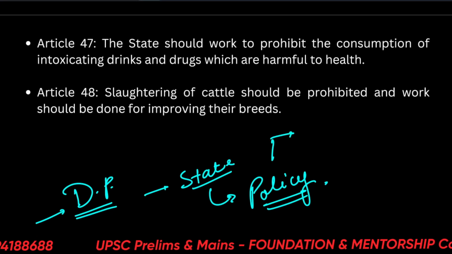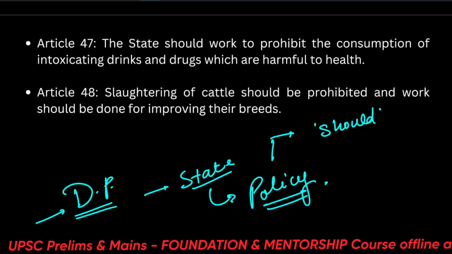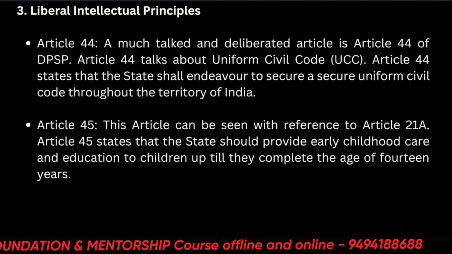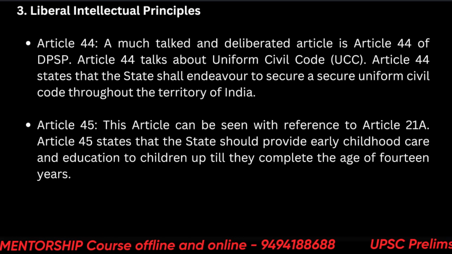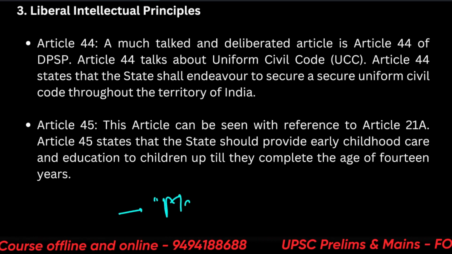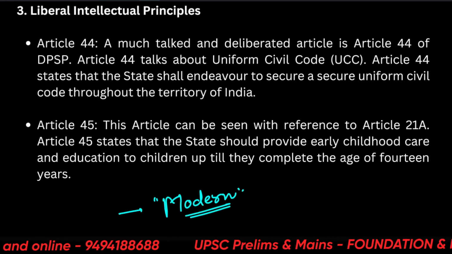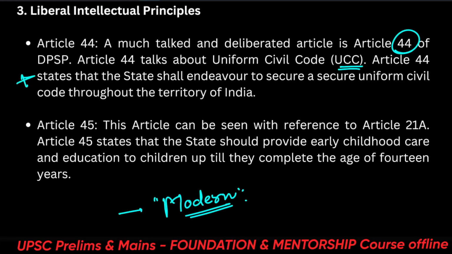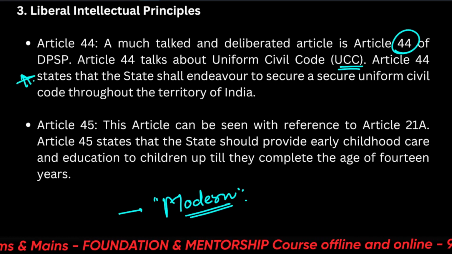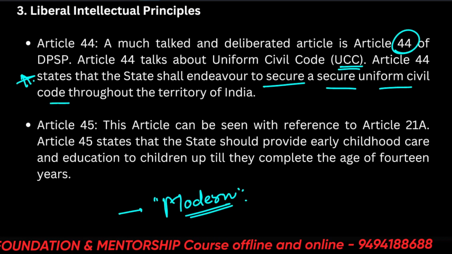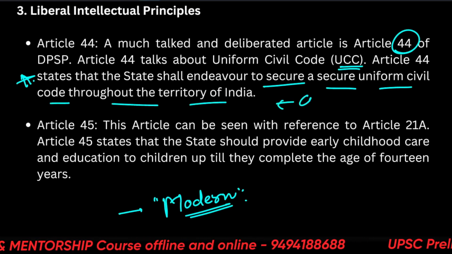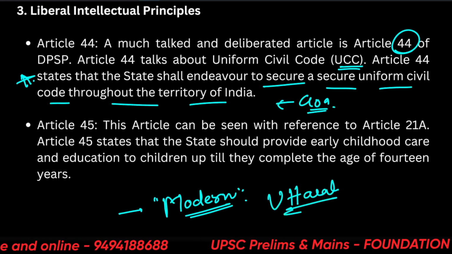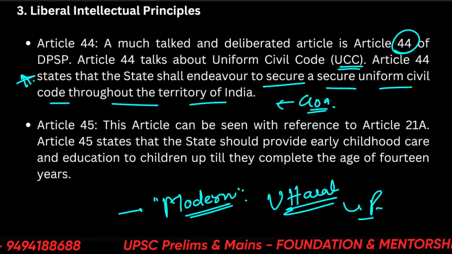Alright. These all carry a should. And because of this should, they are not enforceable. Please remember. The last ones are liberal intellectual principles. They are in the sense of creating a modern welfare state. So it should be modern also. So Article 44 tells us about the UCC, much in the news this year especially. So the state will endeavor to secure a uniform civil code throughout the country of India. It's currently only in Goa. And soon it will be in Uttarakhand. And possibly soon, very soon in India.